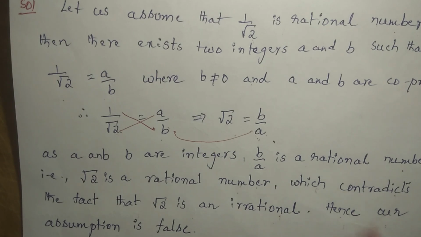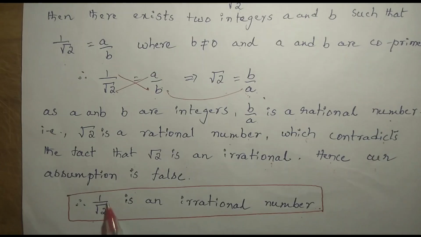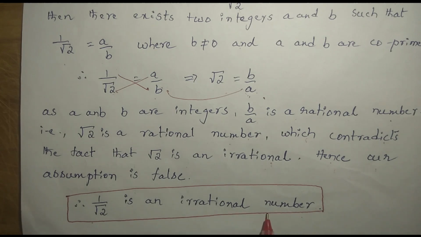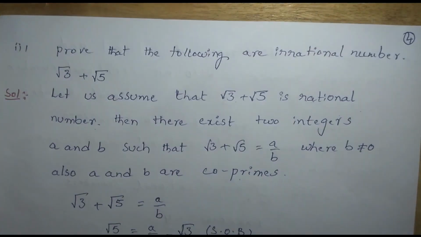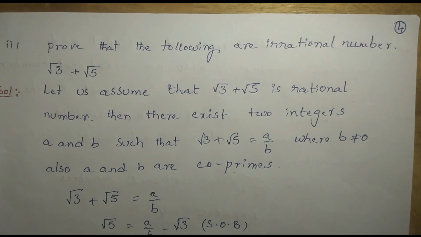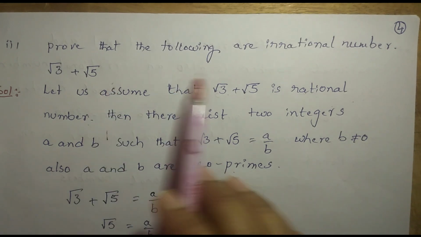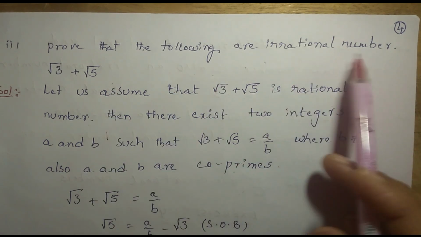Hence, our assumption is false. 1 by root 2 is an irrational number. Now we can solve the second problem from this exercise 1.4. Prove that the following are irrational numbers.